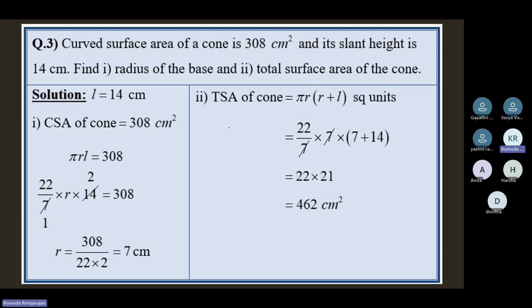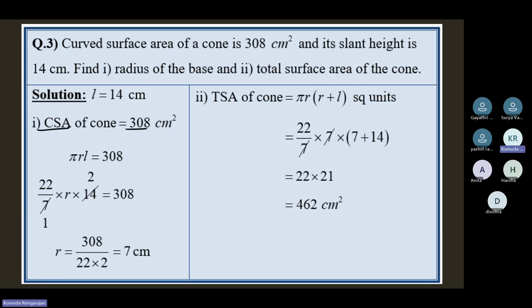So normally we're given radius and slant height and asked to find the curved surface area. So here you're given the curved surface area, you're given the slant height, and you're asked to find the radius. So how do we do it? Write what is given. CSA is equal to 308. Now what is the CSA formula? Pi RL. So pi RL is equal to 308. This is the equation.